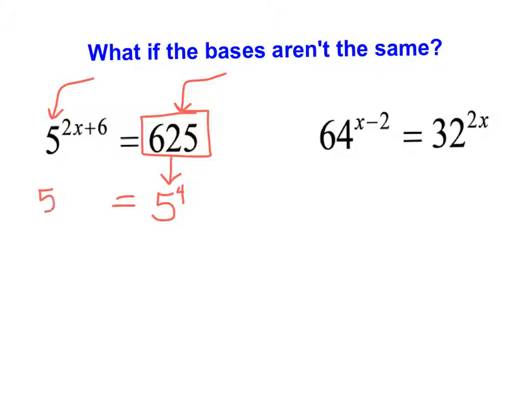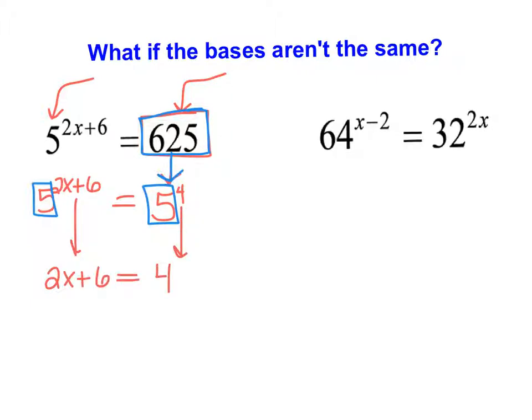So if I do some very purposeful rewriting, I can rewrite this equation so that it contains two sides with terms with exponents that have the same base. Notice here, because I rewrote this 625, I now have a base of 5 on each side. And as a result, I can now take their exponents and set them equal. So I can say 2x plus 6 has to equal 4.